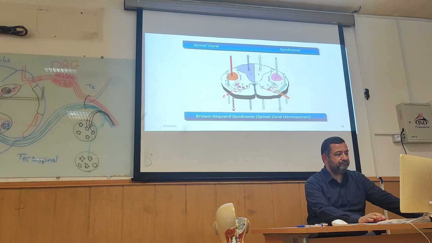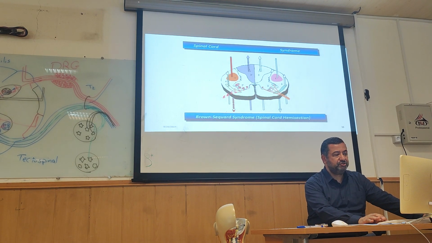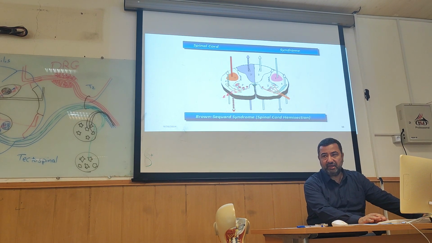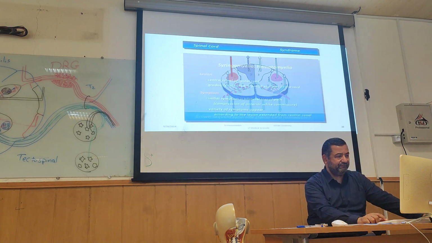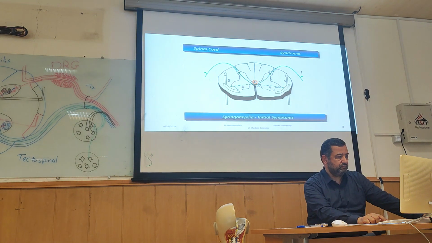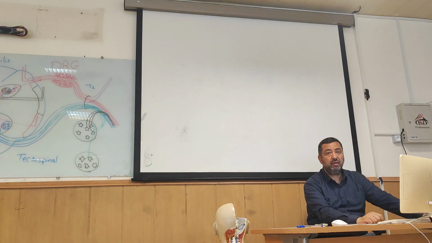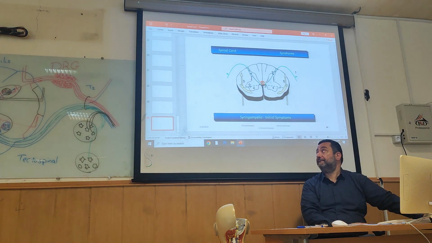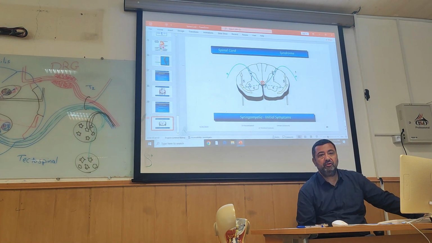You see here, damage on the right side made the syndrome on the right lower limb, and loss of pain and temperature on the left. Okay. Do you have any question?